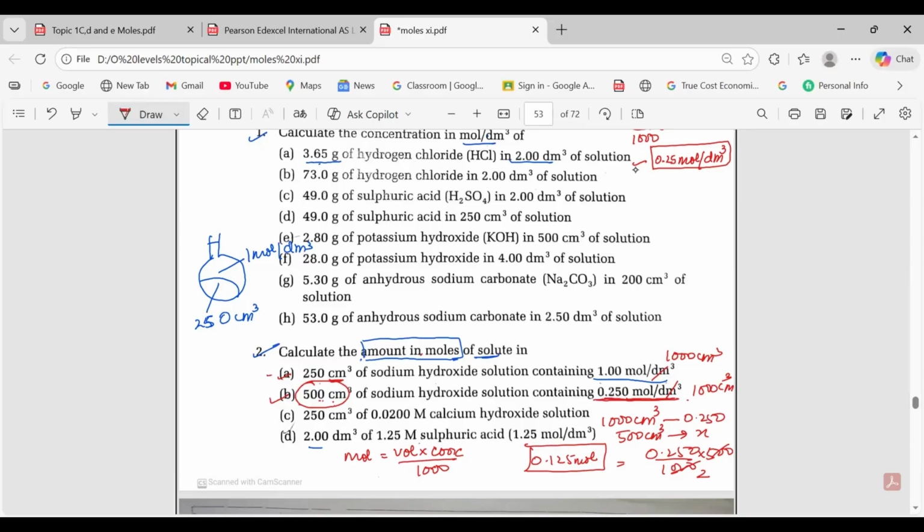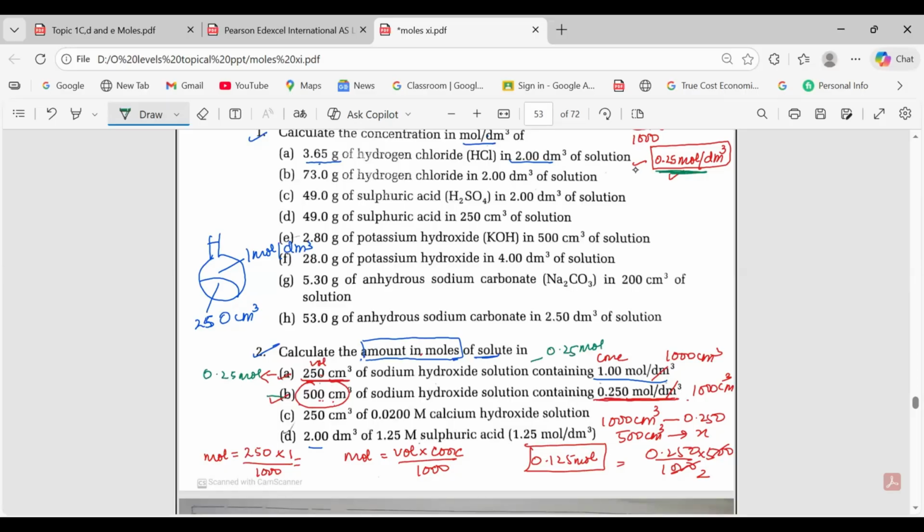Now if we apply the same thing using the formula, that's a shortcut, we can easily do it. So let's calculate part A using this formula. We need to find the moles in 250 cm cube. What is the volume? The volume is 250 cm cube, and this is my concentration. So I'll multiply 250 with 1 divided by 1000. Now simplify it.